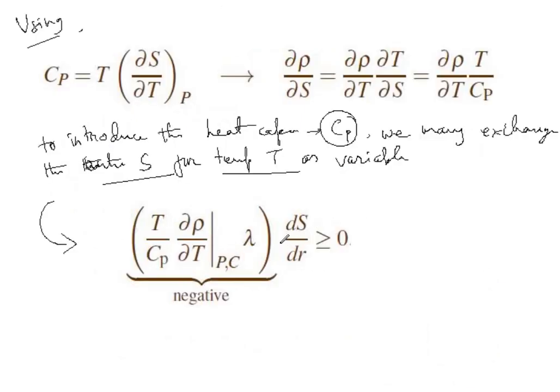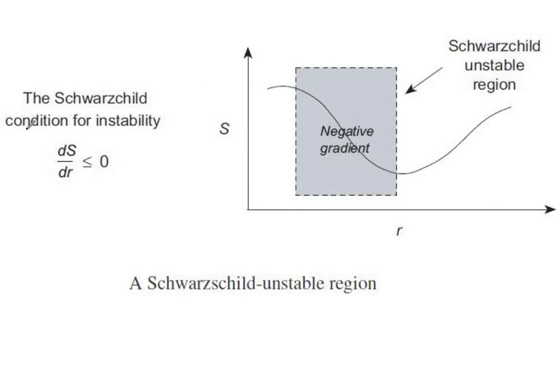So if this term has to become positive, where this one is always most of the time negative, then what does this mean? What does this tell us about del S del r? It means that the Schwarzschild instability condition can be written like this. So this is the Schwarzschild condition for instability. Okay, del S/dr is less than or equal to 0. So we conclude that a region is unstable against Schwarzschild convection if there is a negative entropy gradient.